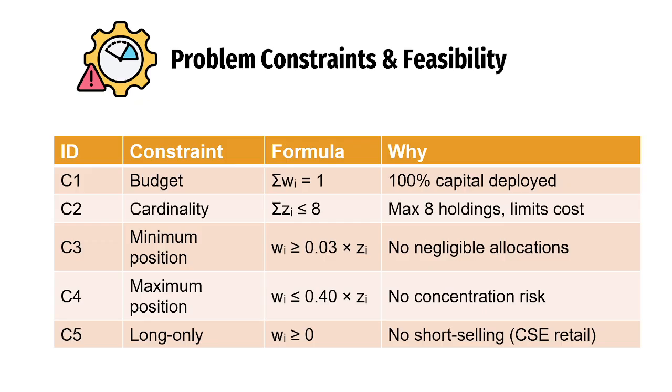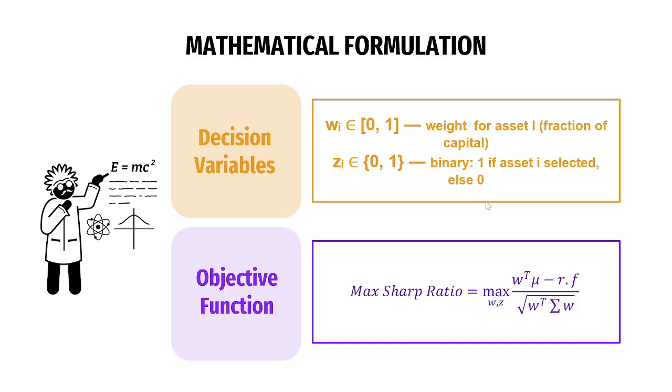The most important constraint is C2. It forces binary variables into the model. Either you hold a stock or you do not, and this is what transforms the problem from a simple quadratic program into a mixed integer quadratic program, which is NP-hard.